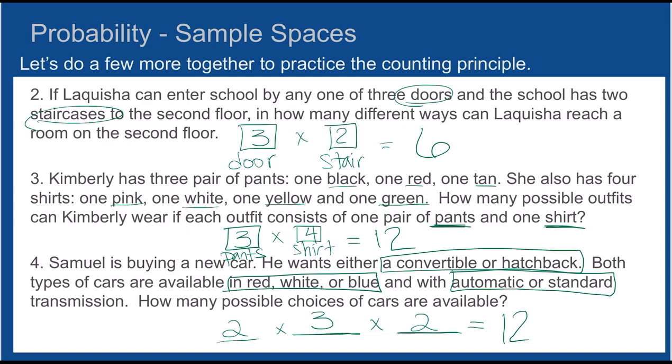So you're seeing the same kind of question every single time. How many possible combinations? How many possible outfits? How many possible ways? How many possible arrangements? Those are all sample space questions. And we can do lists or trees or the counting principle.